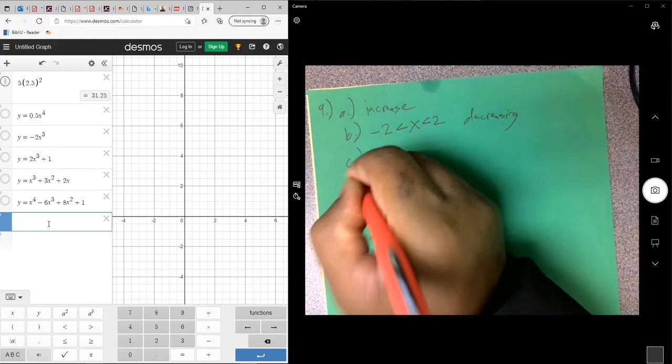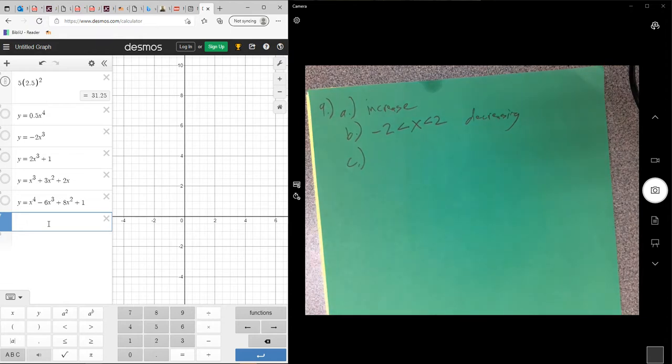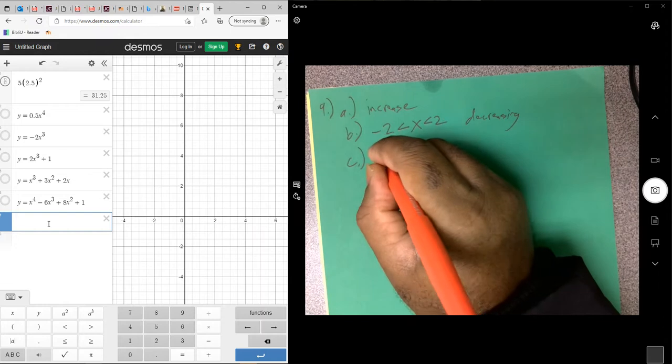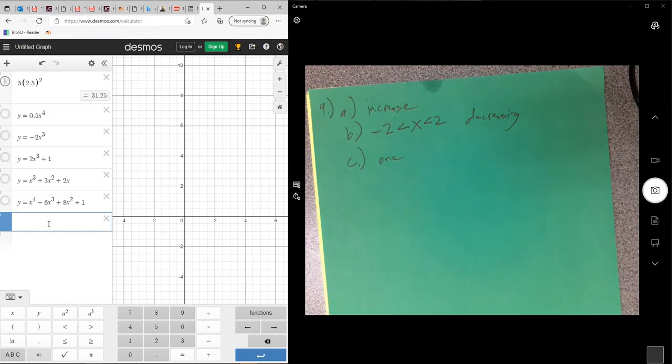So now C, how many turning points does the curve have? Turning points just mean this here. It means that if you're decreasing, and then you stop, and then you go to increasing, then that'll be just one turning point. So if you look at this graph here, it only has one turning point. It's not two turning points, just one. When we're going from left to right, it goes down and then it goes up. So that is only one turning point. And we're done with 4.9.